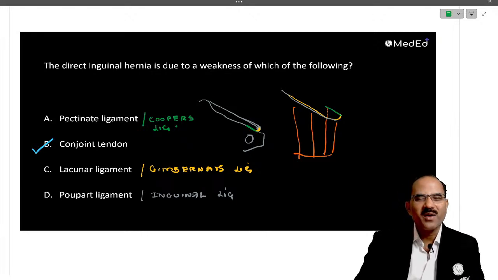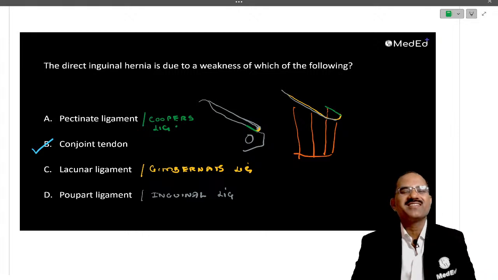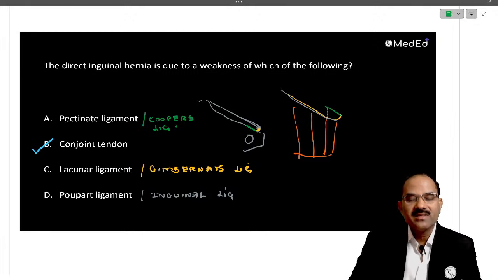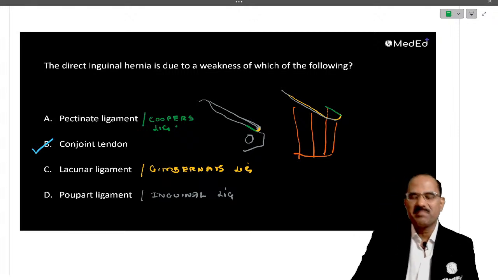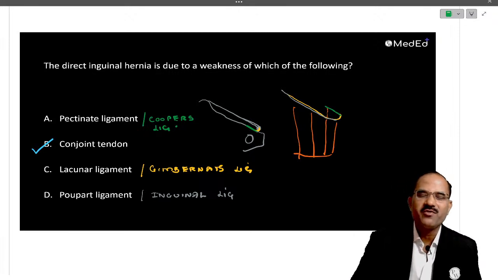All this is going to form the boundaries of something. Answer this, you should know, my dear children. Anteriorly is the inguinal ligament, medially is the lacunar ligament, posteriorly is the pectinate ligament, and laterally is the septum separating it from the femoral vein.